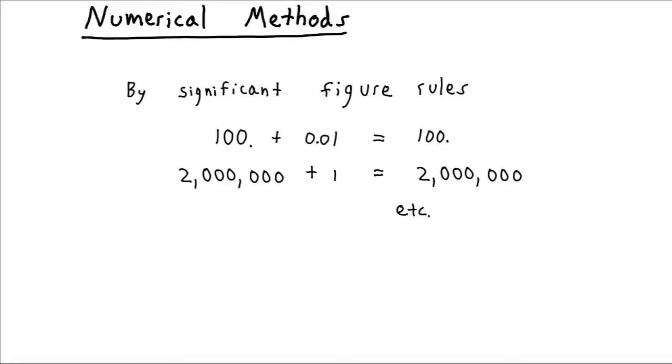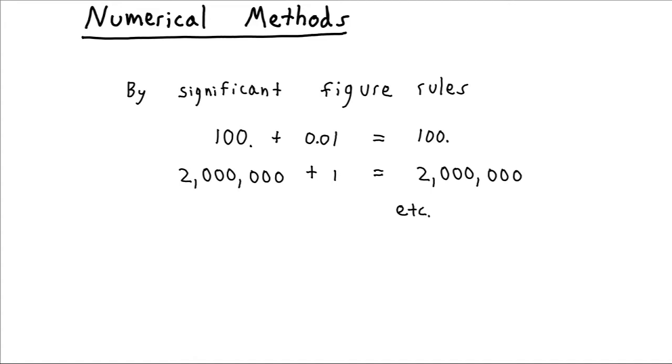When we deal with measured numbers, we're used to using our significant figure rules. So if we have, for instance, 100 and we add it to 100th, the sum result is not going to be what our calculator gives us, it's just going to be 100. Our calculator will call it 100.01, but we'll just call it 100 because this quantity is insignificant compared to this quantity.